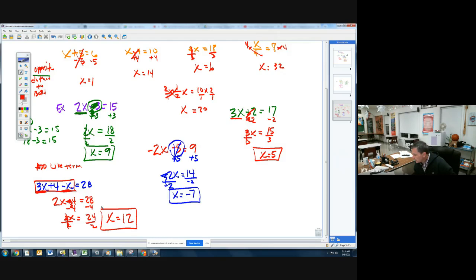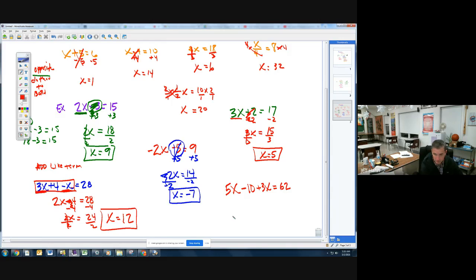Let's see if I can find another example of that. You know what, we haven't really done a division equation. Let's do that. No, let's do one more of these. Let's say I have 5x minus 10 plus 3x equals 62.